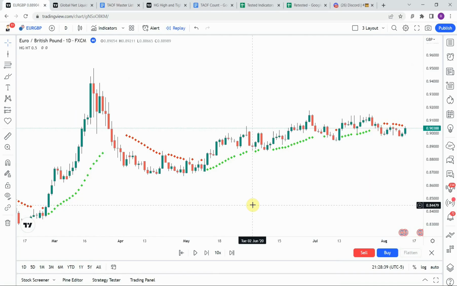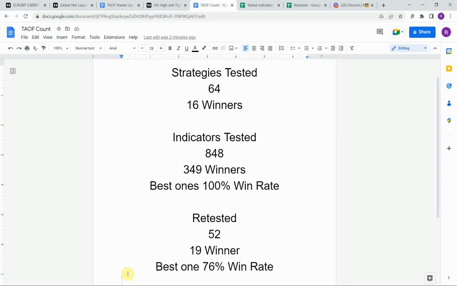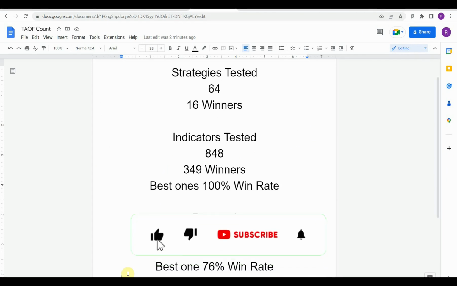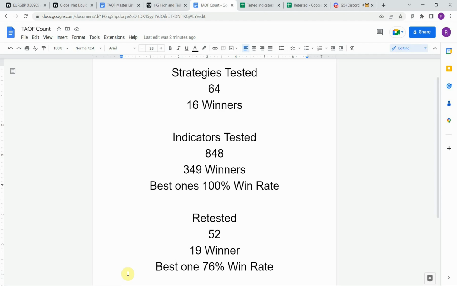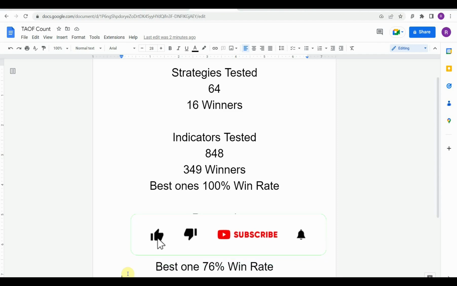Alright, as I said, today we will be doing an advanced testing of the HG high and tight indicator. Before we do though, I wanted to put the testing scoreboard up for everyone to see. So to date, we have tested a total of 64 different strategies, with 16 of them being profitable. We've also tested a total of 848 indicators, with 349 of them being winners. The best ones so far were able to achieve a 100% win rate. Now you need to go back and watch those videos to understand the context of how they were able to achieve that. So go back and watch those videos and see what you can get out of those winning indicators.